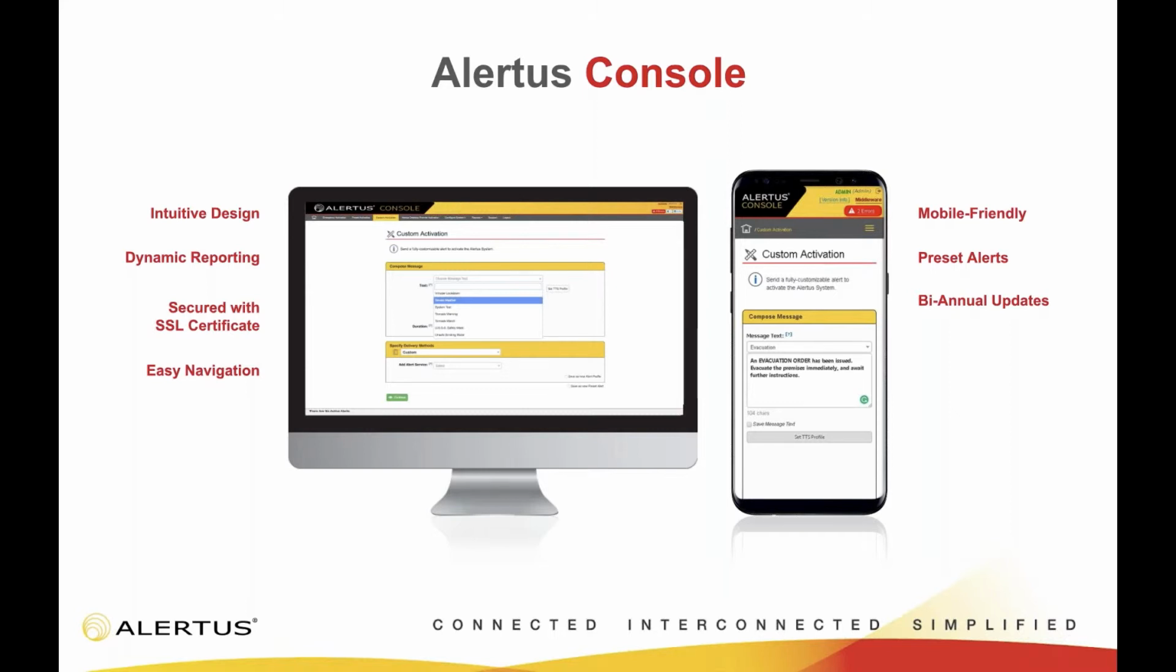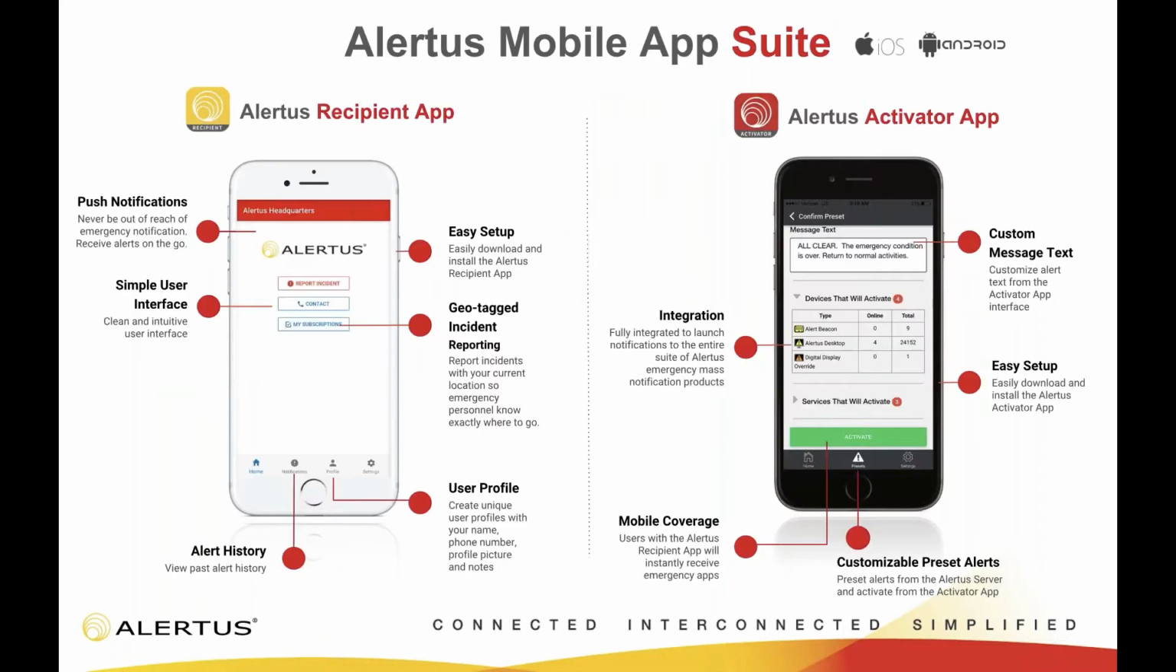On the flip side, you'll see our smartphone. We do have the ability to customize alerts and activate the system from our user interface mobilely as well. But if you don't have that familiarity with the Alertus Console, we do have our mobile app that we have the ability to send an alert out through as well. So the Alertus Activator app utilizes the same features as the desktop notification. We have the ability to preset all the messages ahead of time. You can customize the message on the fly, and then you have the ability to see which devices are going to be activated, and you have that ability to customize this message within seconds.